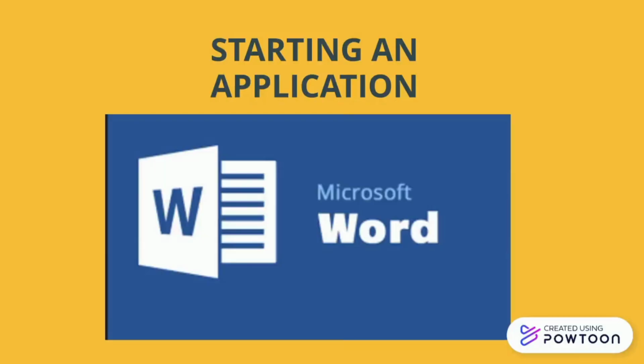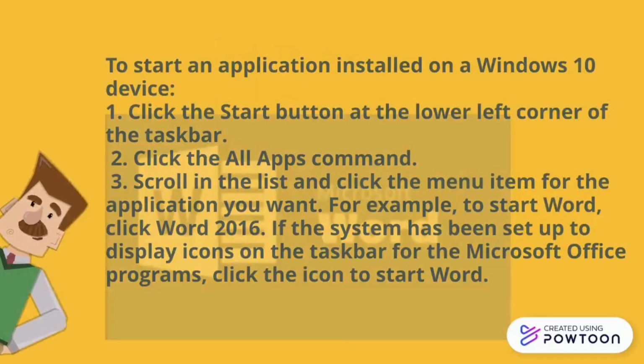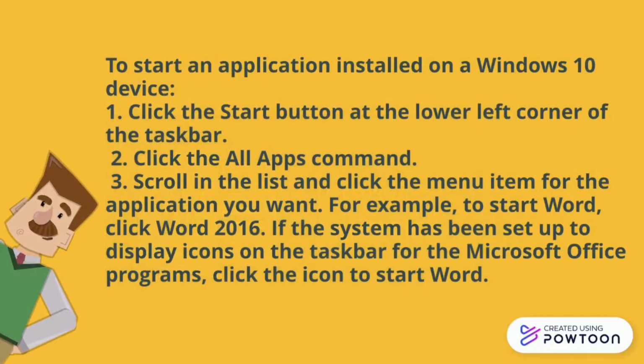Starting an application. To start an application installed on a Windows 10 device: 1. Click the Start button at the lower left corner of the taskbar. 2. Click the All Apps command. 3. Scroll in the list and click the menu item for the application you want. For example, to start Word, click Word 2016. If the system has been set up to display icons on the taskbar for the Microsoft Office programs, click the icon to start Word.